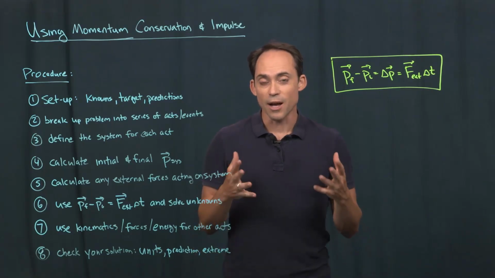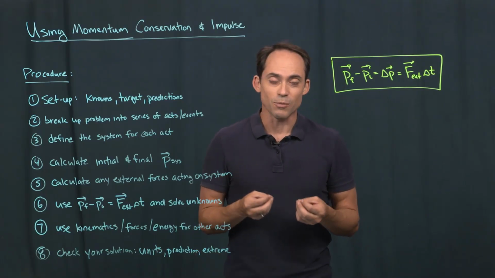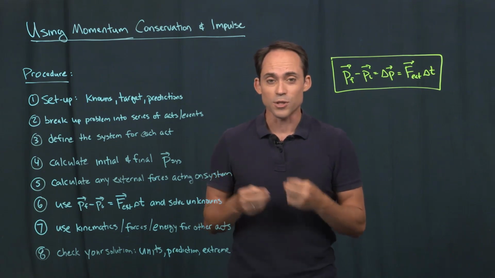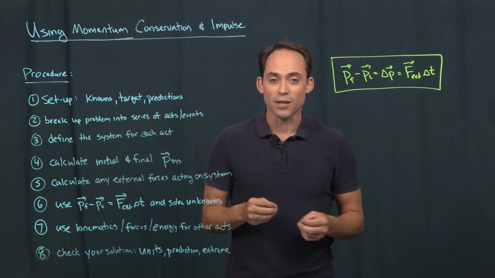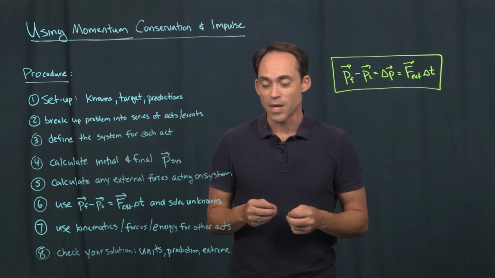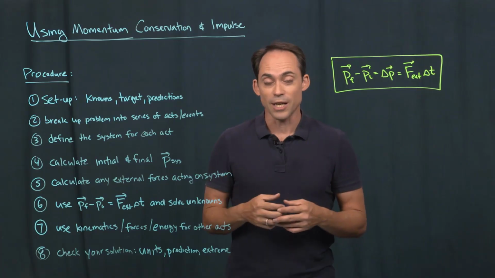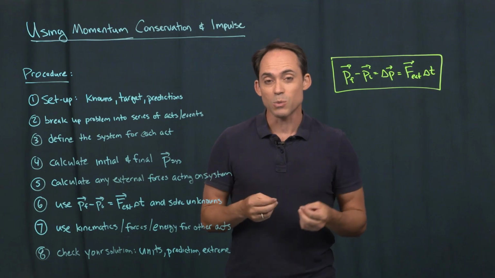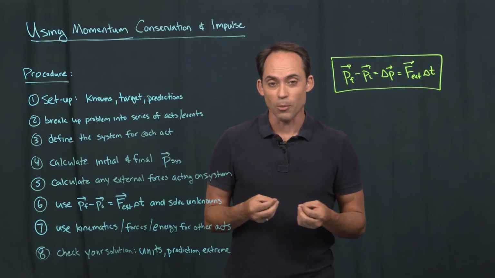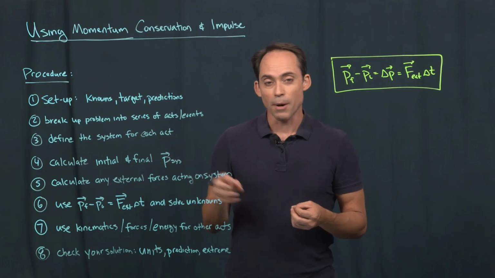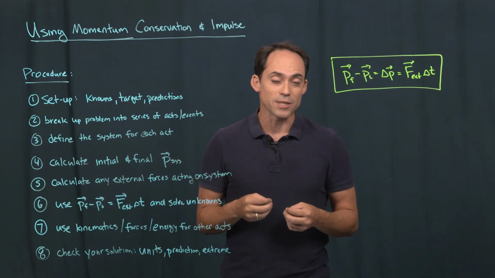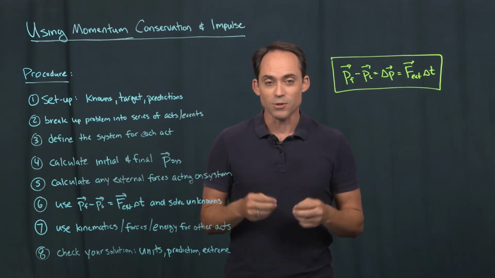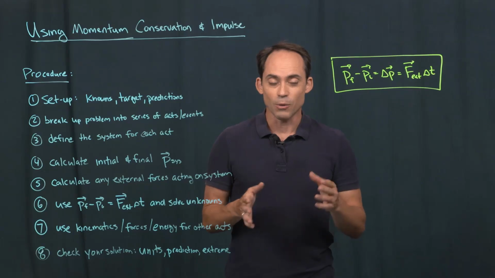We're going to look at a couple of problems and follow the same procedures that we've used for our previous problems using kinematics, forces, and energy, but with some modifications to take into account our momentum-impulse relation. As before, we set up our problem by looking at the knowns, the target quantity we're trying to solve for, and any predictions we can make about the result before calculating. Then we break up our problem into a series of acts, which is important because it allows us to look at what happens at these change points for momentum. So we can identify those events, look at the before and after, and solve step by step.